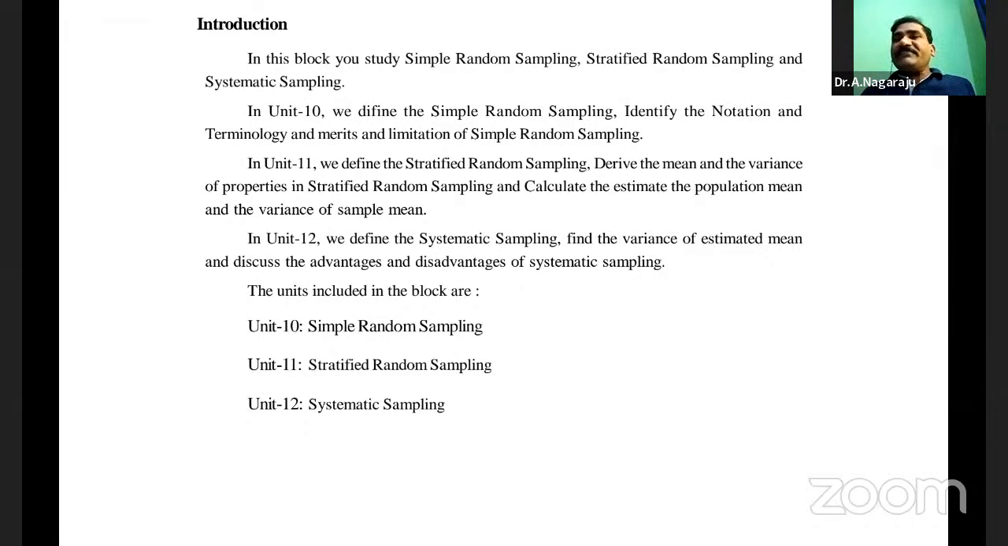And unit 12 is stratified random sampling. Here also variance estimated by the mean, and we discuss the advantages and disadvantages of stratified random sampling. These are the three topics we have to discuss today.